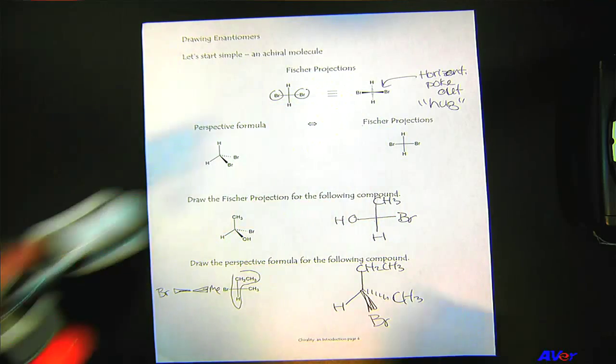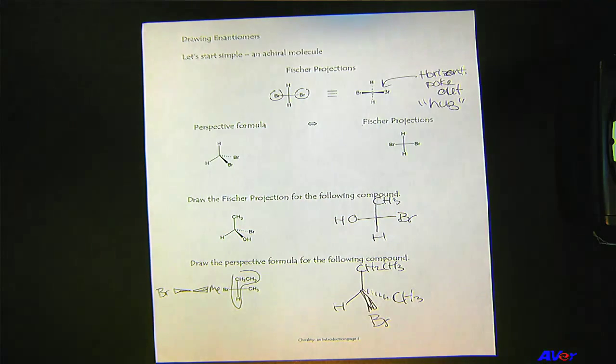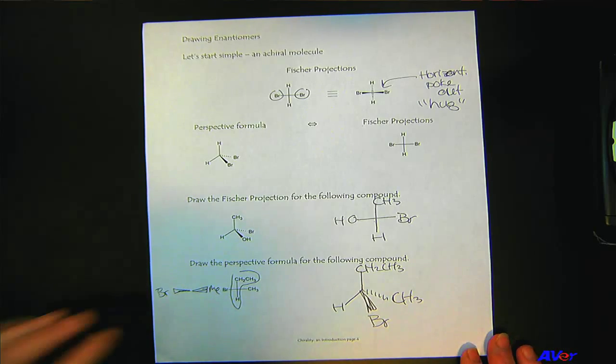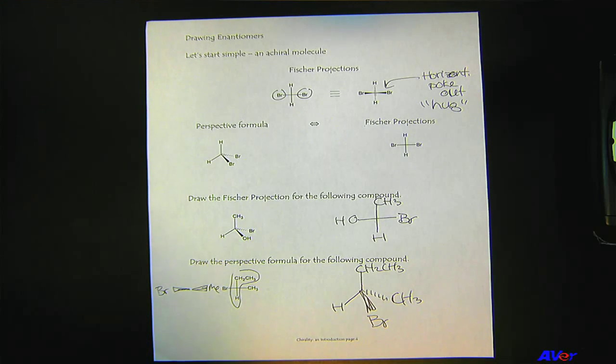So this is a skill that you want to practice, because practice makes perfect, and it will help you to be able to see the relationship. Why is this so important? Well, let's look here.